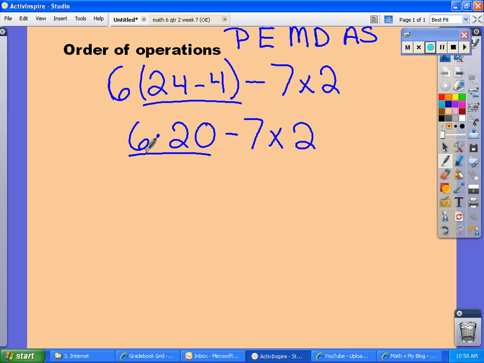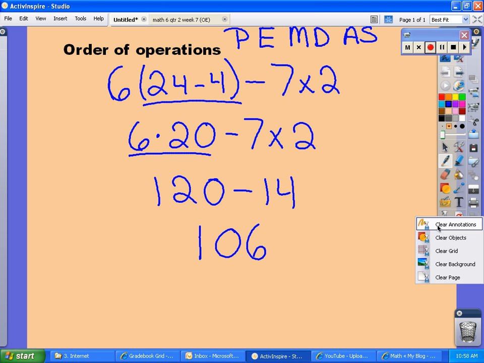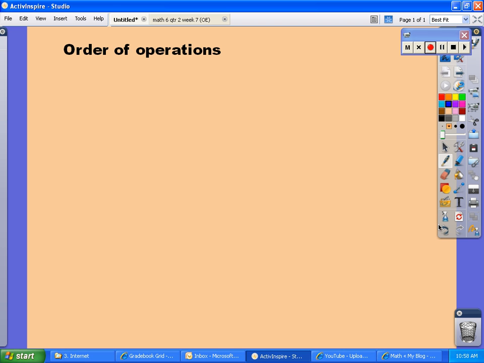6 times 2 I know is 12, so 6 times 20 is 120. Take away 7 times 2, which is 14. So 120 take away 14 is going to be 106. Let's see. Let's try another one.